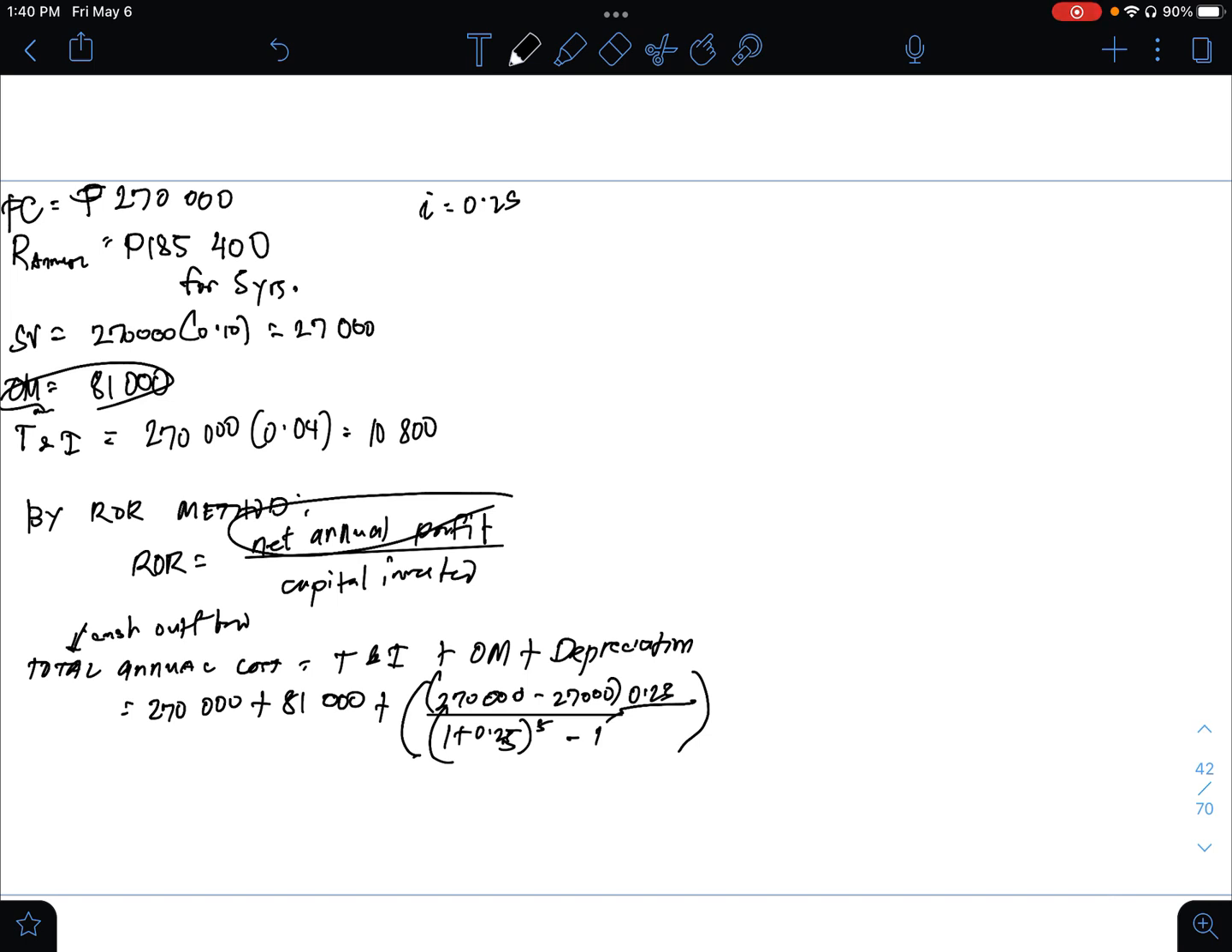Okay? So that is the depreciation. If we add that, that's 29,608.76. So the total annual cost, when we add the three, is equivalent to 121,408.76. Okay?